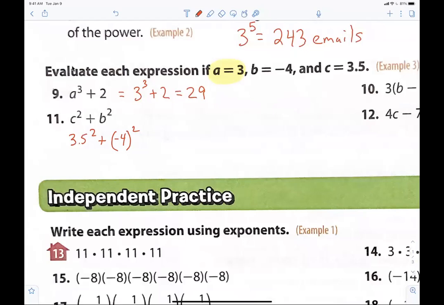Yeah, so that's incorrect, though. -4 squared is not -16. It's what? It's +16. So if you don't understand your calculator, you're missing a lesson. No, you're not. I'm helping you.